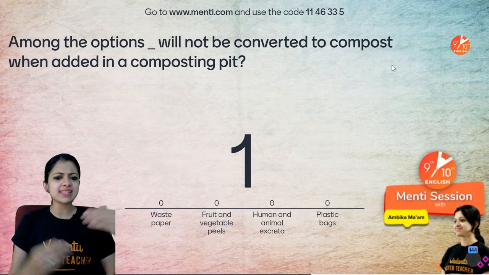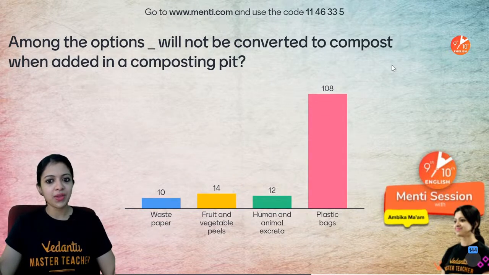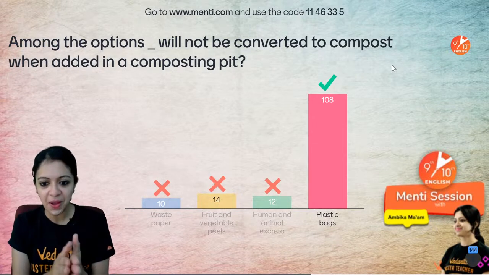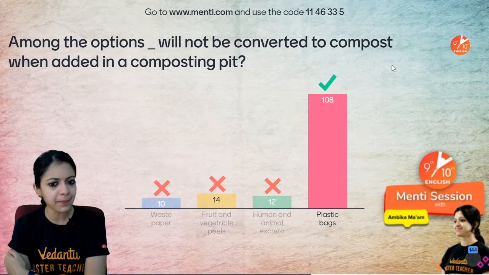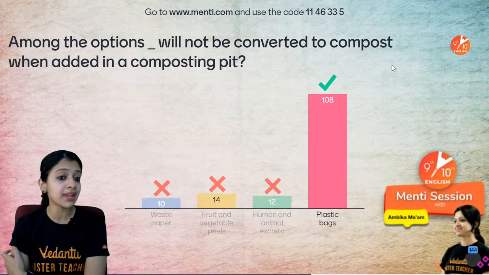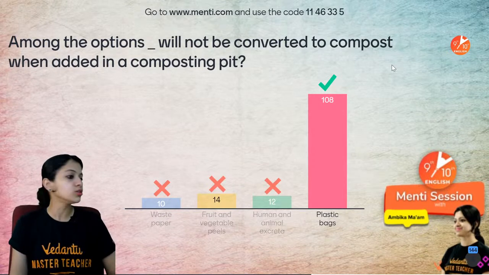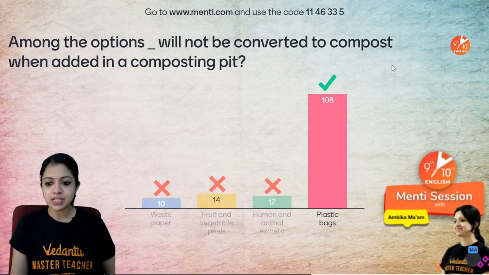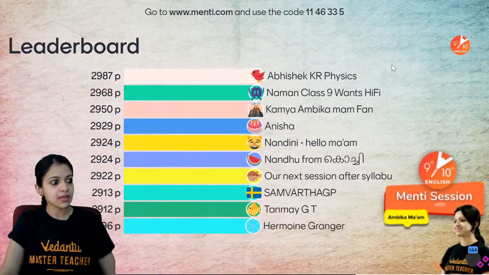Last couple of seconds and your time is up. Okay, and good job. But well, seriously, people thought it's waste paper, fruit and vegetable peels, human and animal excreta, that it will not be converted to compost. How could you do that, guys? I expected all the 144 of you to come and tell me the answer is plastic bags.